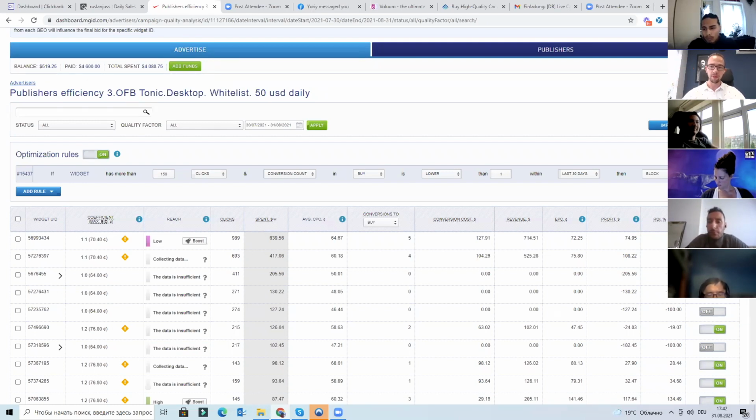Okay. Let's say I changed my rule now, I have here 100. So I have here 5 conversions, right? If I have 5 conversions after the spend of $500, I need to shut down my widget.